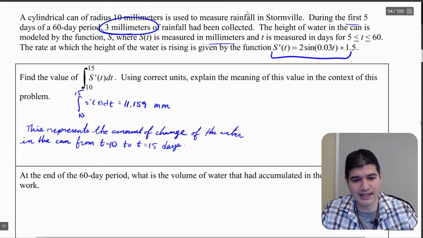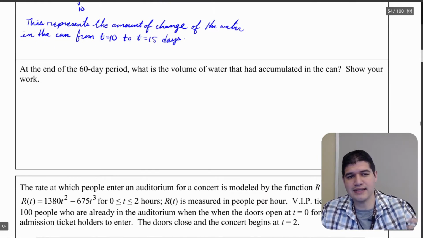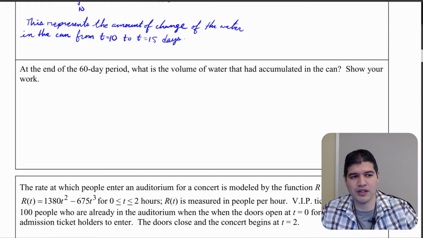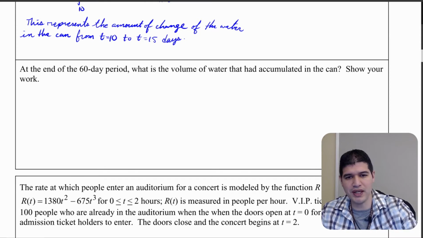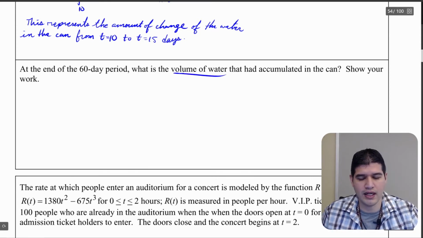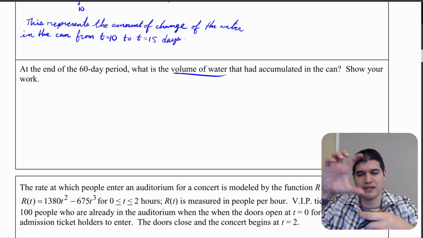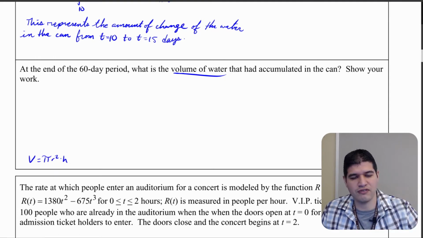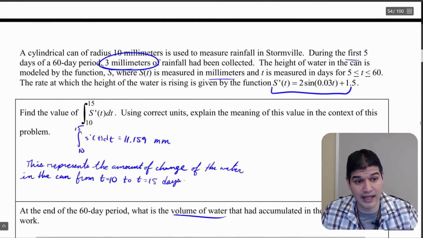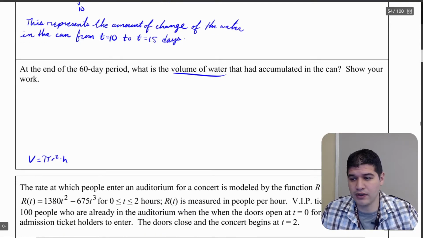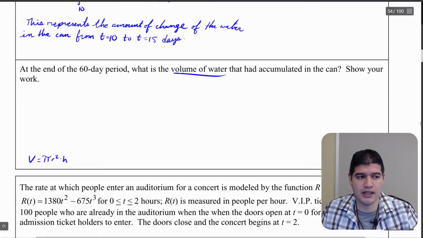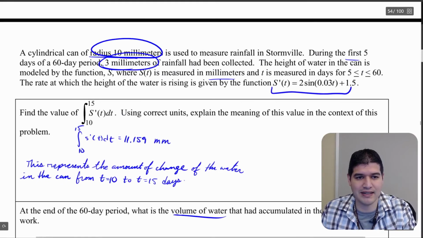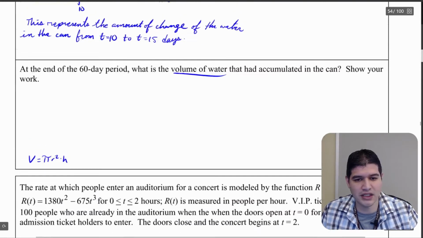Now let's look at our second problem, where at the end of the 60-day period, we want to know what is the volume of the water that's accumulated in the can. So I'm going to make a note here because we want to find volume. And how am I going to find the volume of a can? Well, that's a circle times the height. So the volume is going to be equal to pi r squared times the height. Well, we can use the function given in our problem to find the height in the can. But the radius we are also given in the prompt. The radius is 10 millimeters. So we're given enough information here so that we could figure it out.